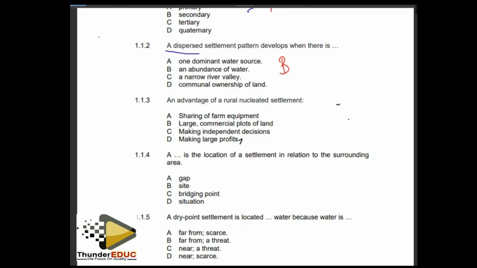Making decisions independently, that one's wrong. Making large profits, that one's also wrong. So the answer is obviously what? A.